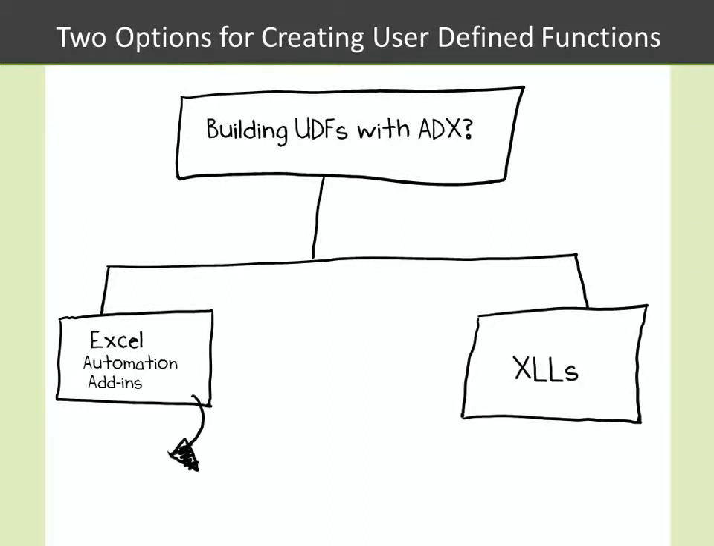Now, Excel automation add-ins are COM-based add-ins, and they work with Excel 2002 through 2010. And XLLs are DLLs that Excel can open directly, and they're supported with Excel 2000 through 2010. Now, a big note here is that these version numbers are what Add-in Express supports when building these two types of solutions with Add-in Express.